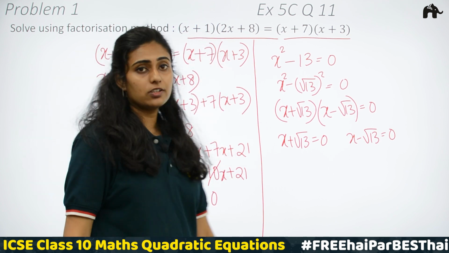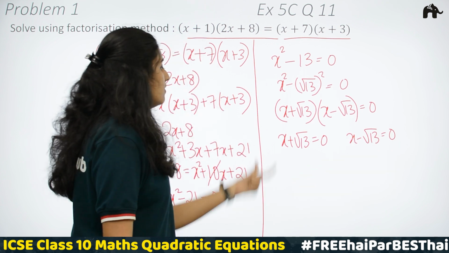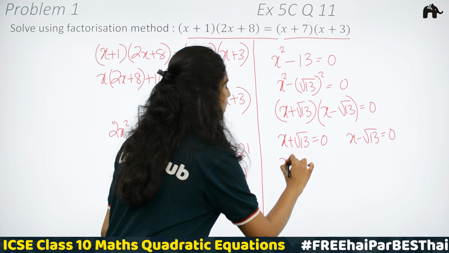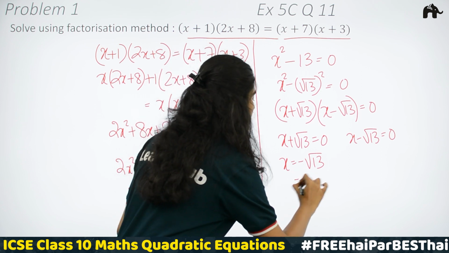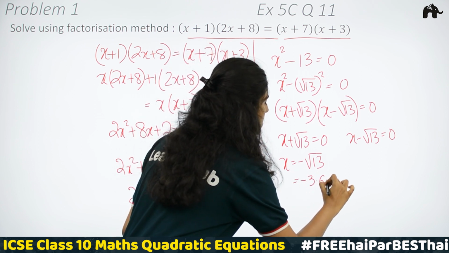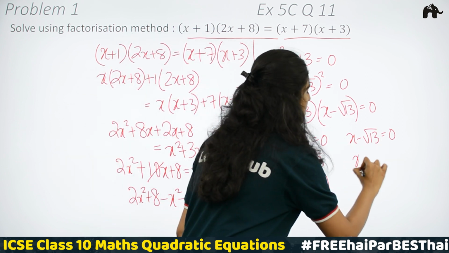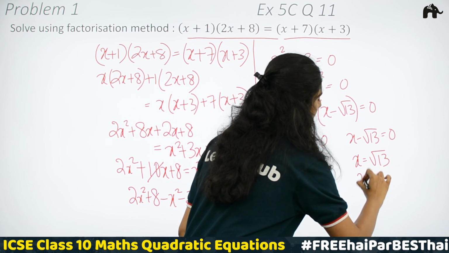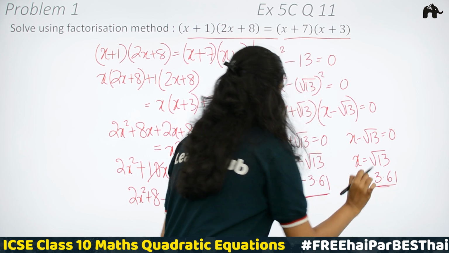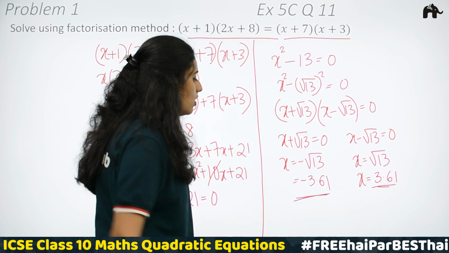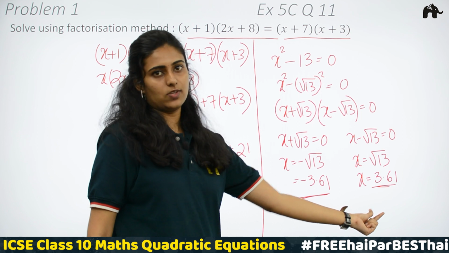Okay, applying the zero product rule, either x plus root 13 is equal to 0 or x minus root 13 is equal to 0. If x plus root 13 is 0, then x will be equal to minus root 13. Root 13 is 3.61, so that is minus 3.61. Now, if x minus root 13 is equal to 0, then x is equal to root 13, which is 3.61. Okay, the possible values of x, or the roots or the solution of the given quadratic equation, are minus 3.61 and plus 3.61. Got it?